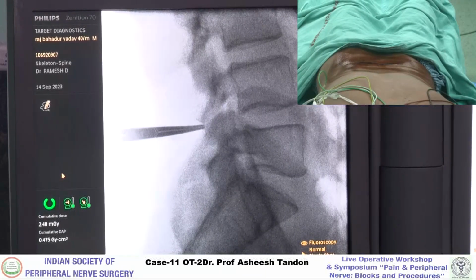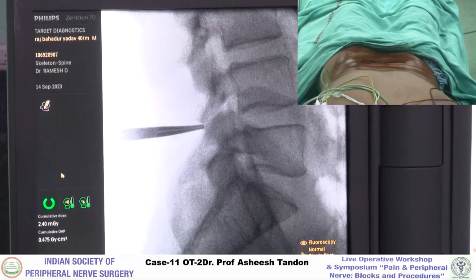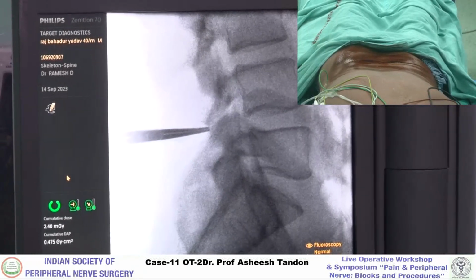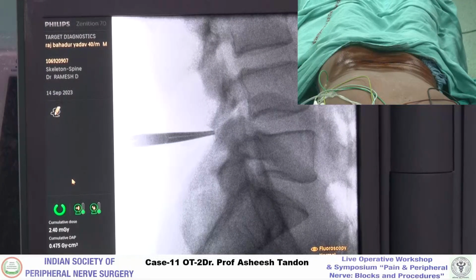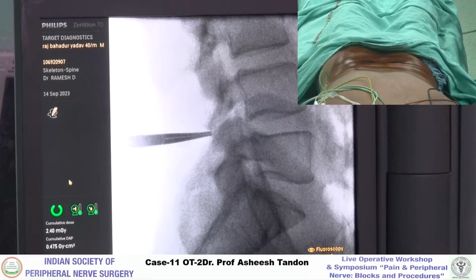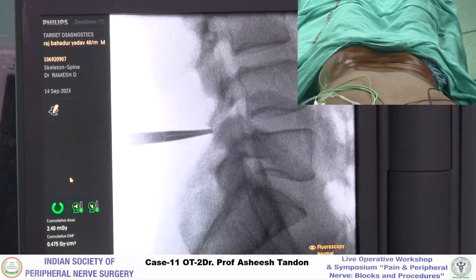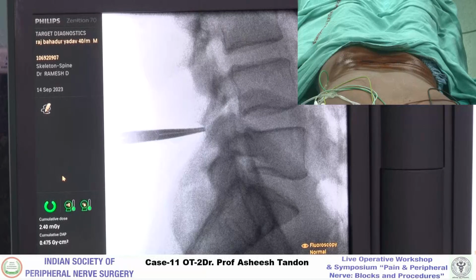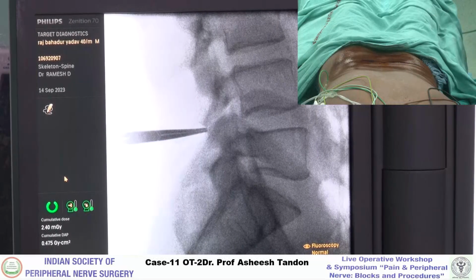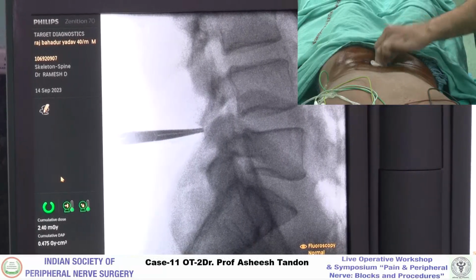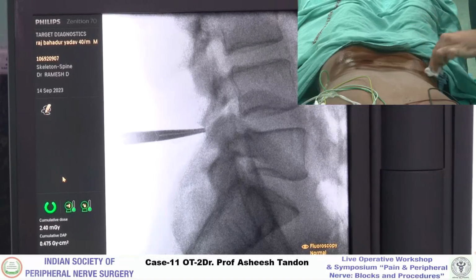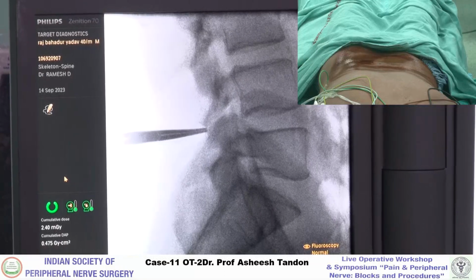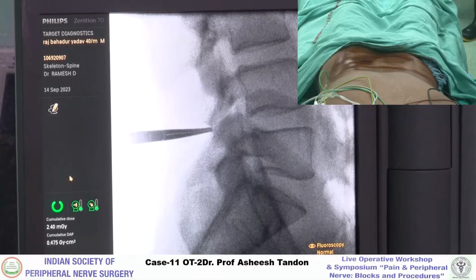Sir, the transforaminal needle you have, is it commercially available? It is very easily available now. Previously there was a problem, so what did we do? We used to ask the urologist who did the nephrostomy and PCNL. They used to use that type of needle. But now it is being marketed as a transforaminal needle. It is available very easily. The long needle.